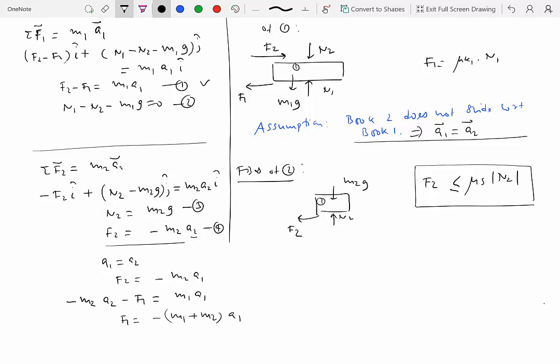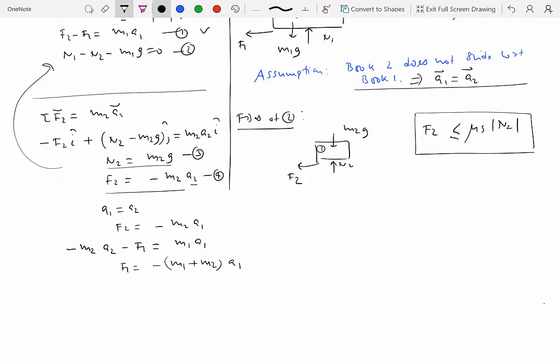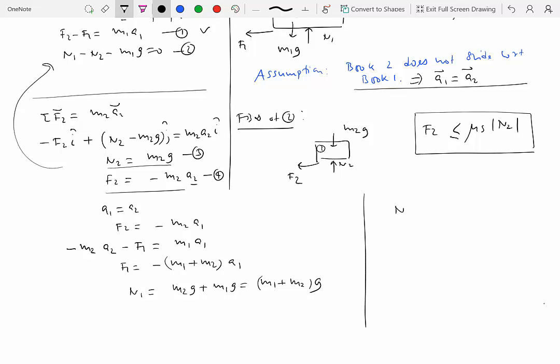and we also have N2 from here, right? So we are going to substitute this N2 in equation number 2. So if I do that, what do I get? N1 equal to M2G plus M1G, so that's (M1 plus M2) times G. So N1 is known, so let me write the things that we have just found. N1 is (M1 plus M2)G, which is completely known. N2 is equal to M2G, right? So you know that as well.